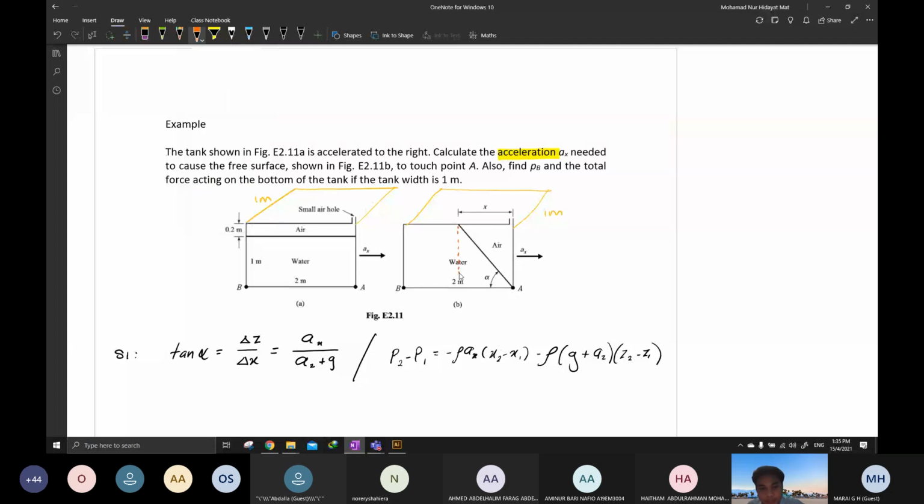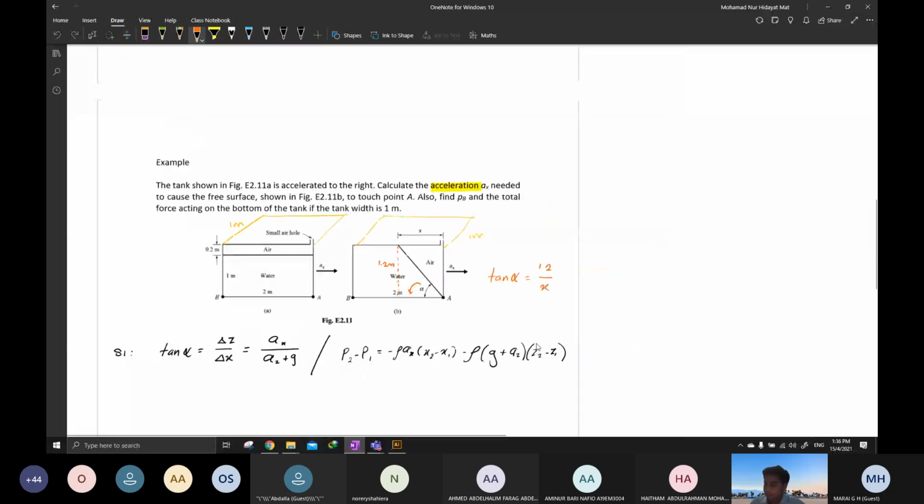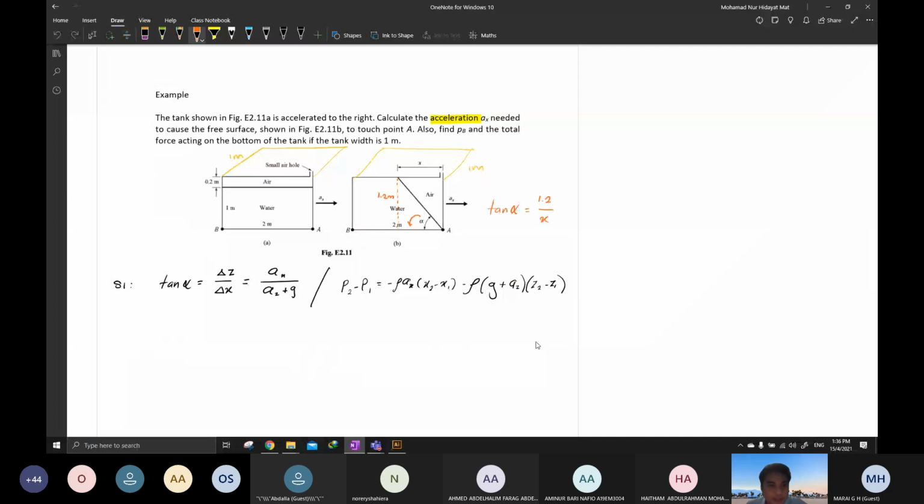This height we already know, which is 1 meter plus 0.2, which is 1.2 meter. In order to get tangent alpha, it is opposite 1.2 divided by adjacent, which is the x here. So now our step is to find the value of x. How to find the value of x? We can use a simple equation here.